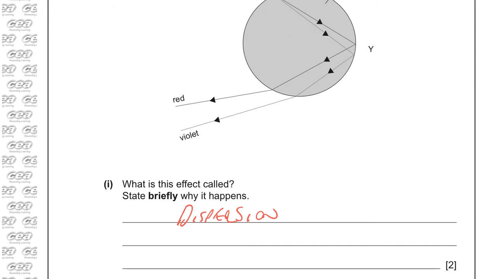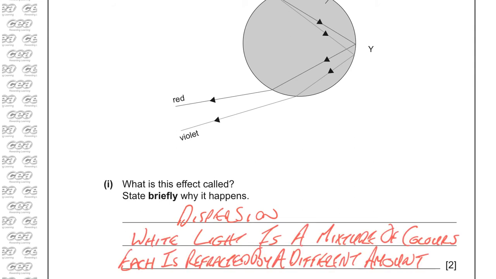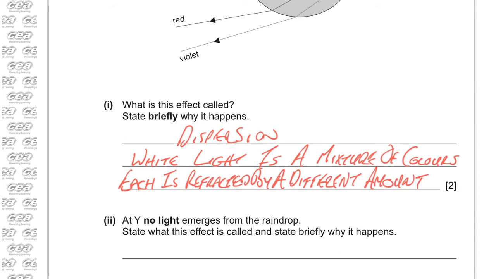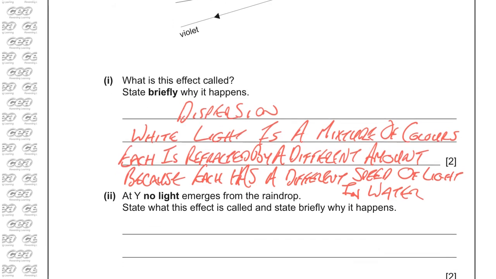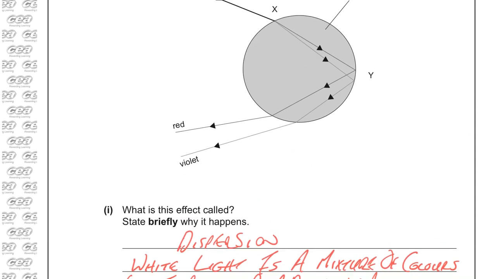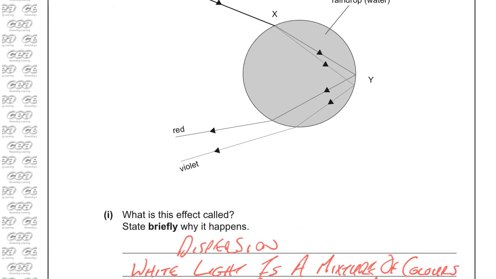And state briefly why it happens. Well, this is all to do with light being a mixture, and each one is refracted by a different amount because they have different speeds in the liquid. Part 2 then, at Y no light emerges from the raindrop. State what this effect is called and briefly why it happens. So you can see at Y here we've got this light coming back, no light emerging, and that's called total internal reflection. So that's total internal reflection occurring there.